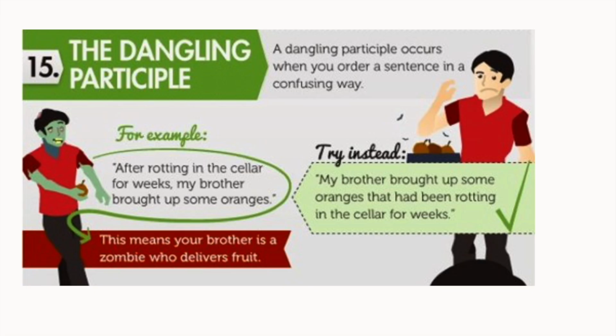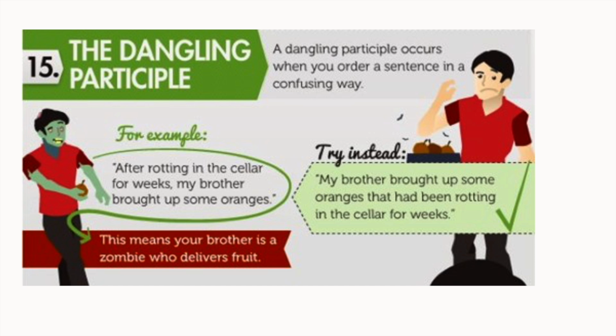This is just a little funny that gets us thinking about the idea of dangling participles. A dangling participle occurs when you order a sentence in a confusing way, or more specifically, where the participle is not clearly being connected to the noun that it is modifying.